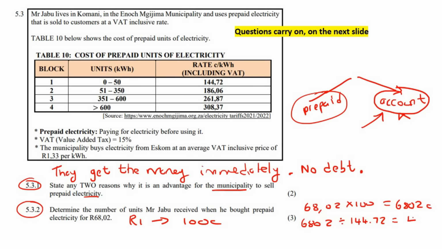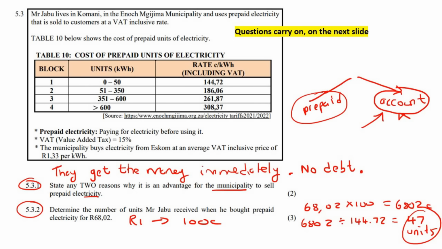We're lucky. We got 47 units. If it went more than 50, then we would have a bit of a problem, because it would mean he actually bought some units in this one and then some units in this one. But his units were only 47, so he's still within this one over here. So it says determine the number of units that he received.